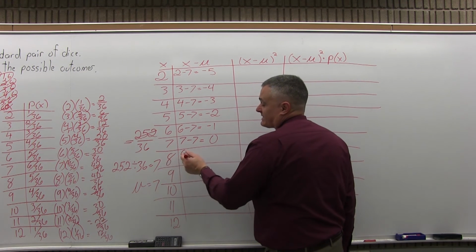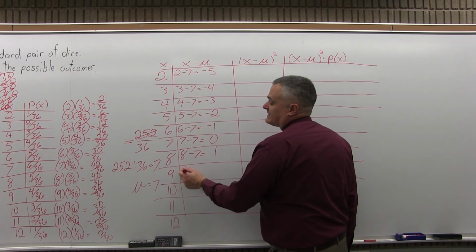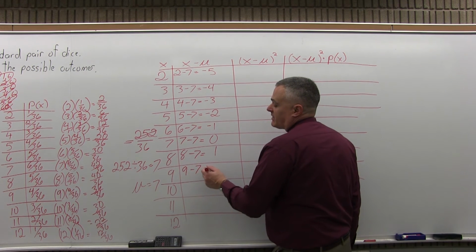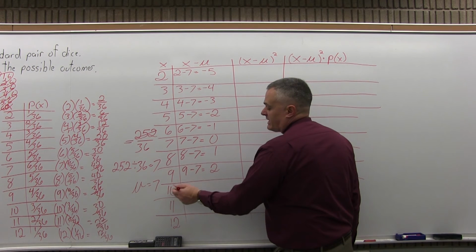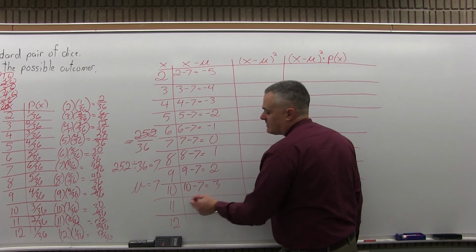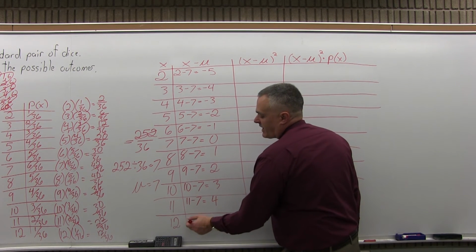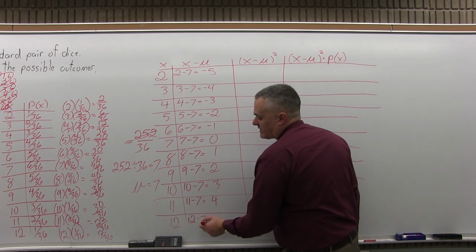Then next row down, x is 8. 8 minus mu, 8 minus 7, that's 1. Then x is 9. 9 minus mu is 9 minus 7, that's 2. Then x is 10. Minus mu is 7. 10 minus 7 is 3. Then next x is 11. 11 minus mu is 11 minus 7, which is 4. And finally, x is 12. 12 minus mu is 12 minus 7, which is 5.